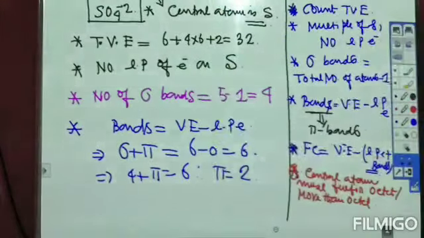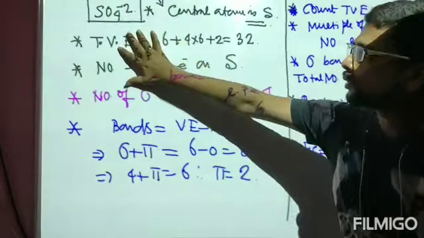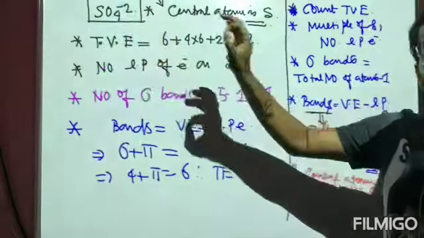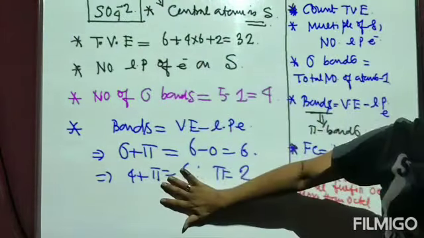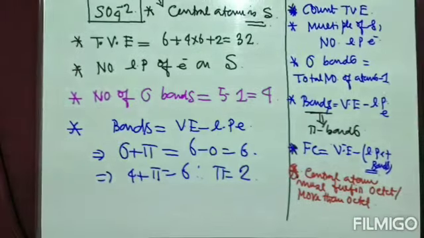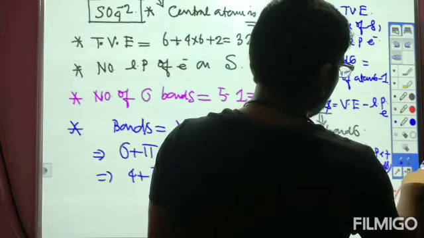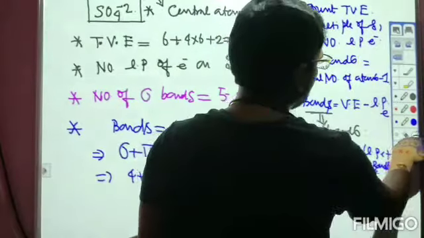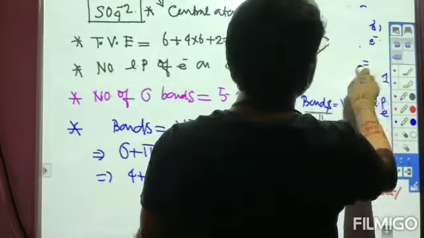These are the points. Now I will draw the structure of SO4 minus 2. We got all the informations except the formal charge. Formal charge I will show at the end. Except formal charge, everything we have got. We'll draw the structure here.